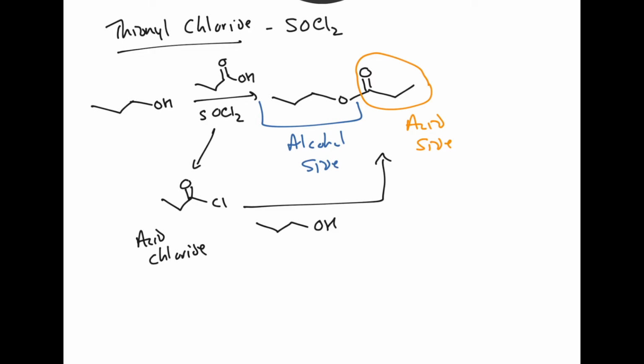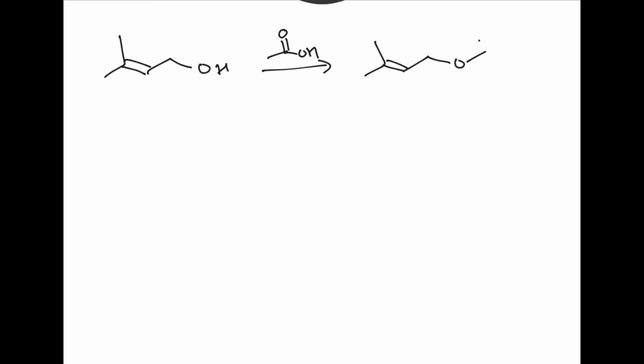So the upside of this is, if you have any functional groups in your molecule that could react with acid, like sulfuric acid, well, I don't have to use sulfuric acid. So if you were trying to make this ester, and I tried to use sulfuric acid to catalyze this, right?